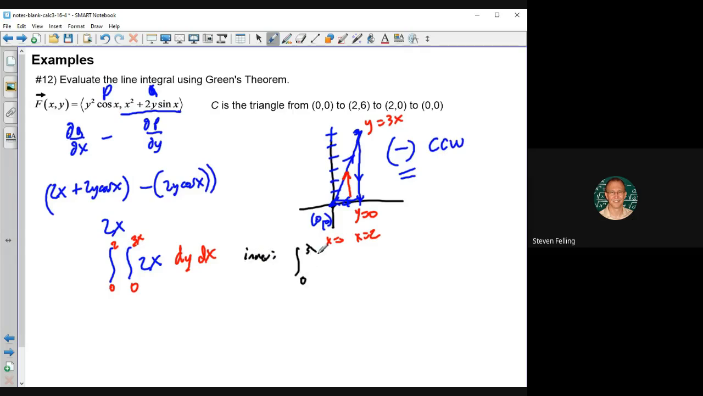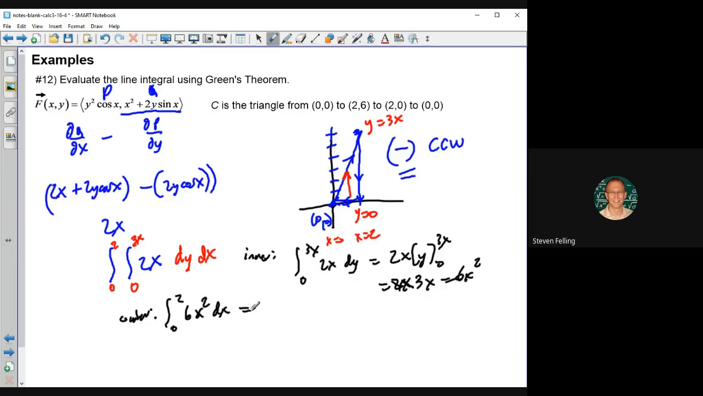All right, so to finish this off, the inner integral is from 0 to 3x of 2x dy. While we're integrating with respect to y, the 2x is a constant. Y from 0 to 3x is just 2x times 3x, or 6x squared. And so the outer integral is from 0 to 2 of 6x squared dx. That's going to be 2x cubed from 0 to 2. So it's 2 times 2 cubed minus 0, which is 8 times 2, which is 16.